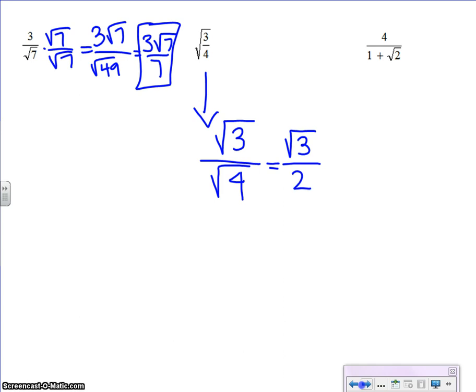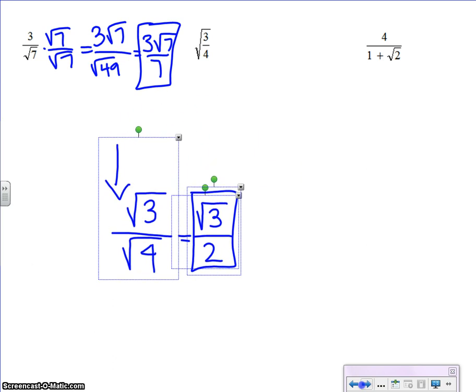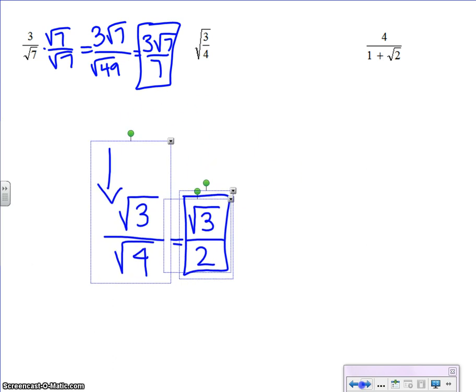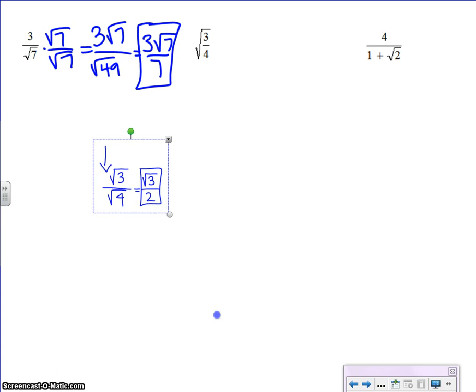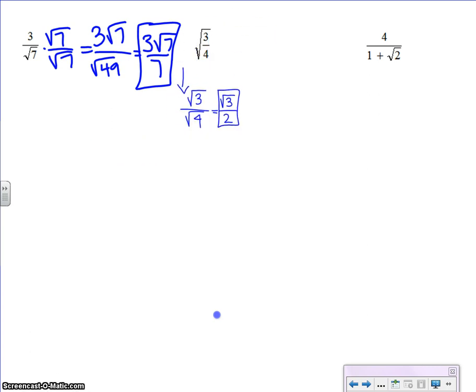There's nothing we can simplify out of the square root of 3. We don't have a square root in a denominator. There's nothing we can reduce down, so this is our final answer here. I'm going to move some stuff over here because this next one is a little bit more work. So let's group these together and then shrink it down. There we go.